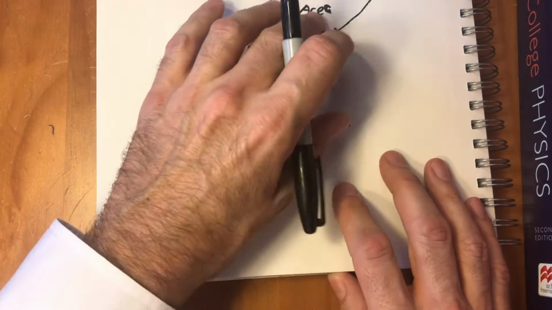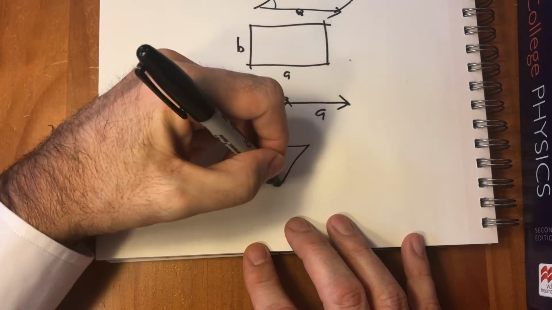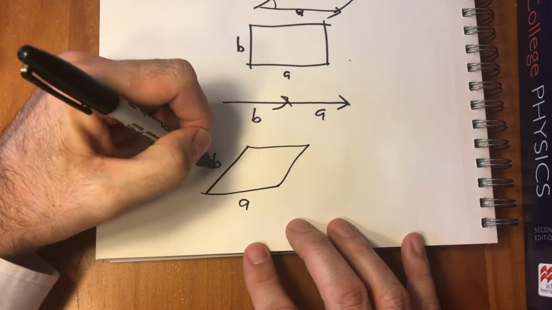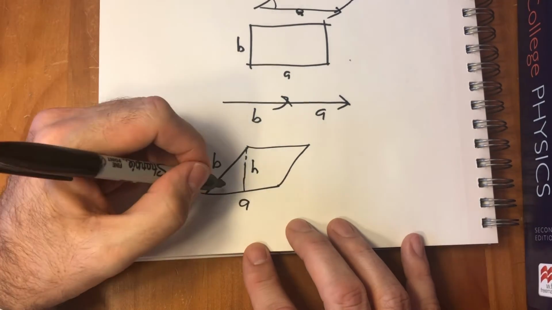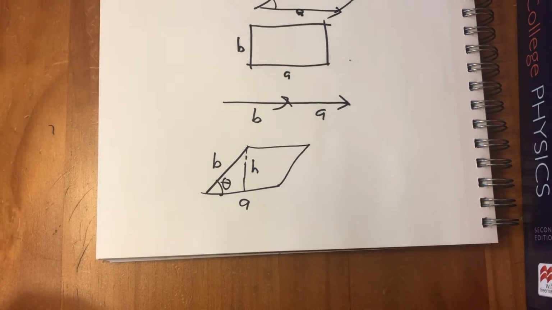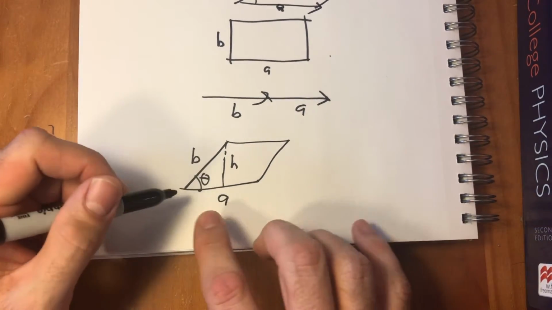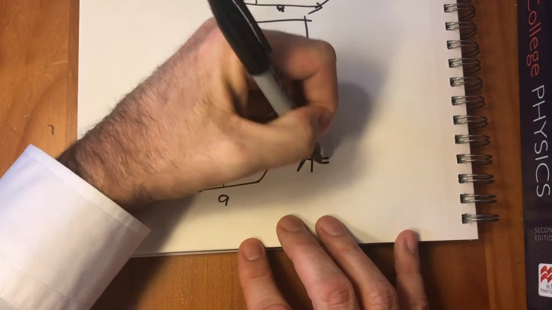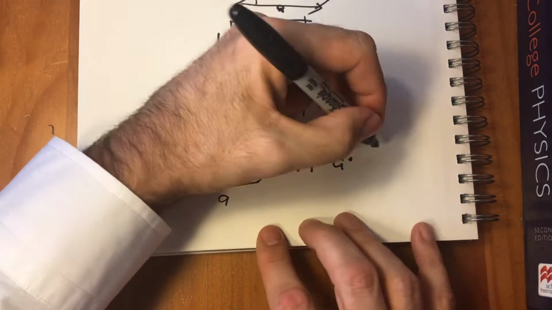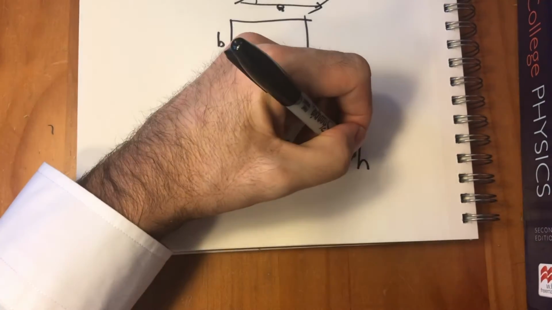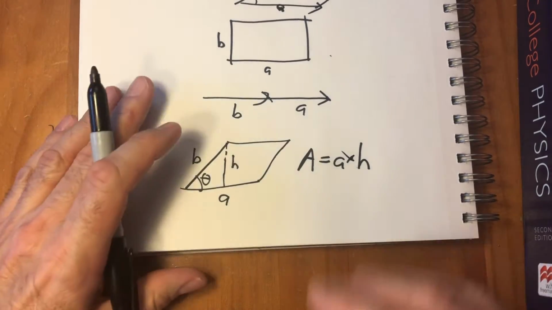So the way to find the area of a parallelogram, you might remember this from when you were very little, is it's the same as a rectangle. The area of a parallelogram is the base, in this case a, times the height. Okay? Just multiplying. So the question is, in a parallelogram, how do we find the height?